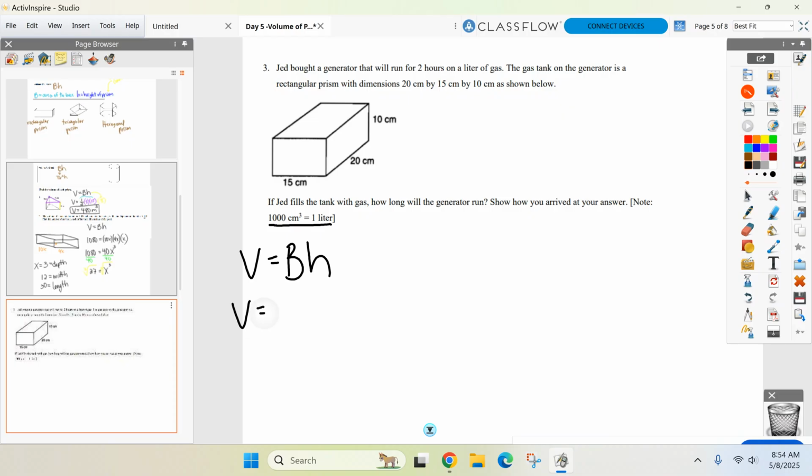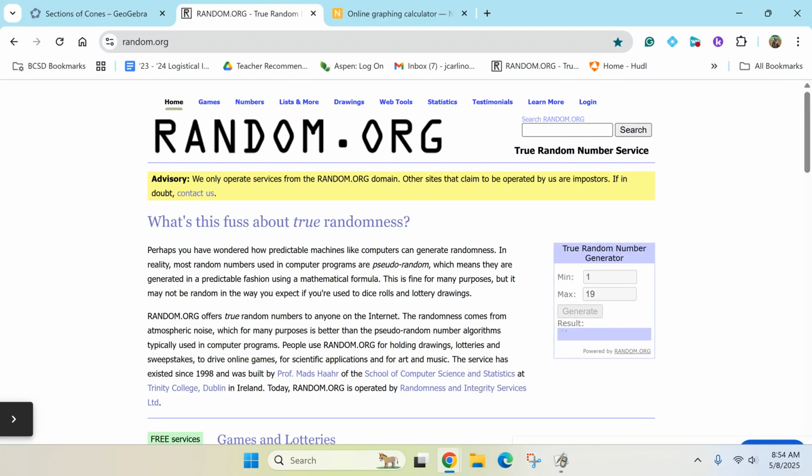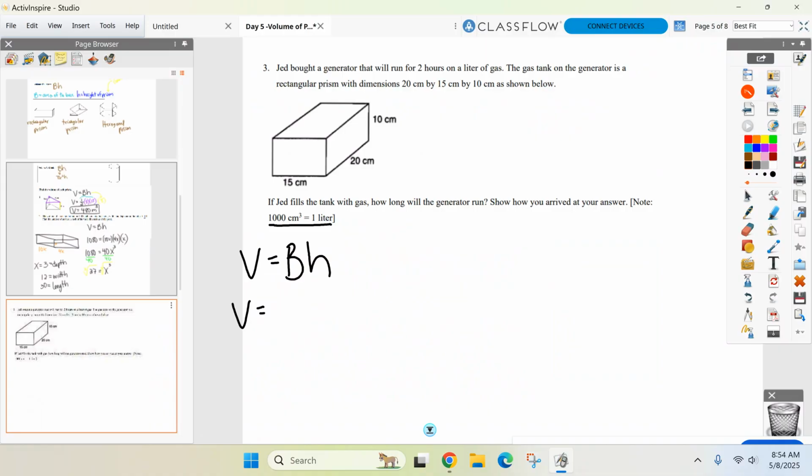First question for somebody. How do you find the area of that base? It's a rectangle. Mia, how can I find the area of that base? Yep, 15 times 20. There's capital B, area of the base, length times width. And then the height is the edge right here that connects those two rectangular bases, 10. So there's my volume: 3,000 cubic centimeters now.